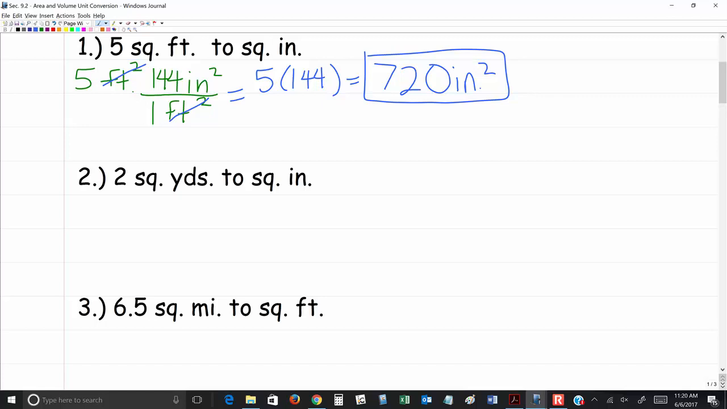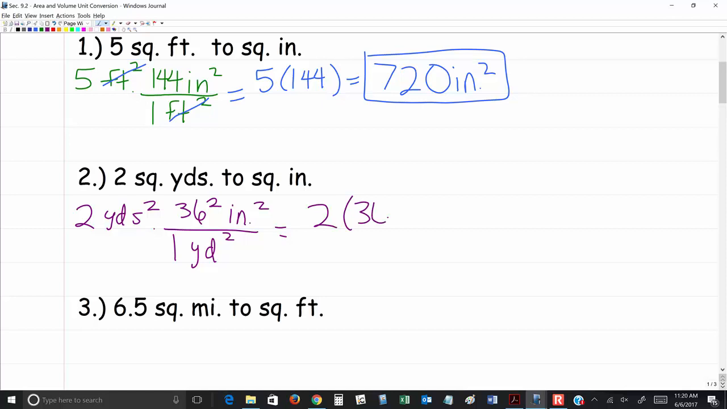All right, so number 2, we have 2 square yards. So 1 square yard is equal to 36 square inches. So I have to multiply 2 times 36 squared. So that is 2,592 square inches.